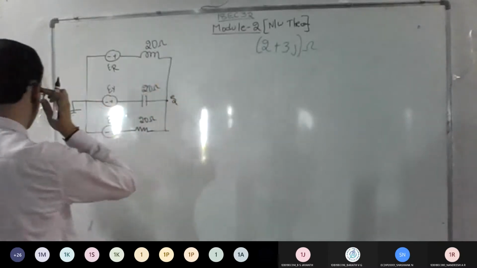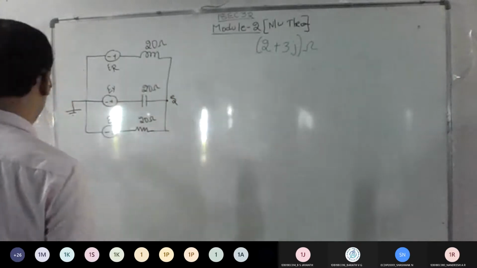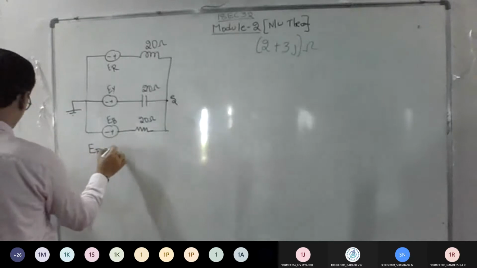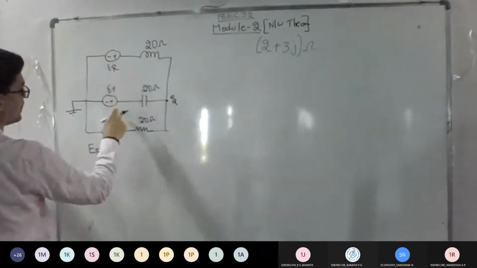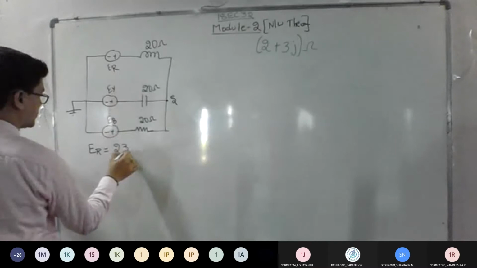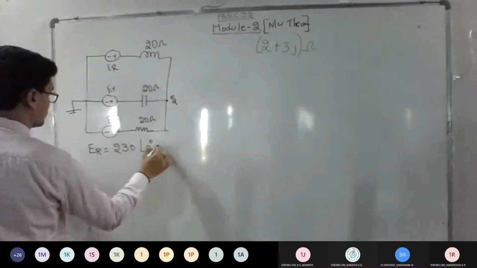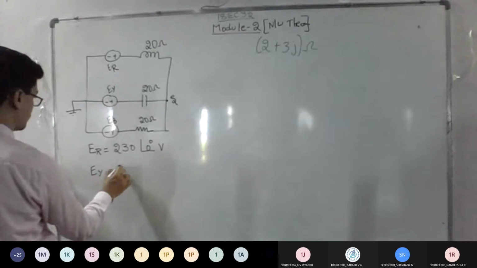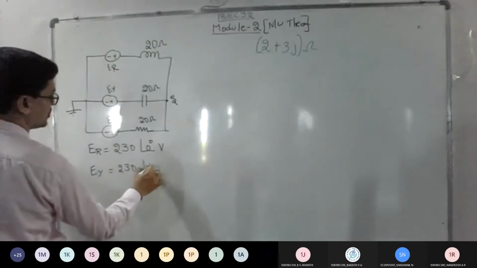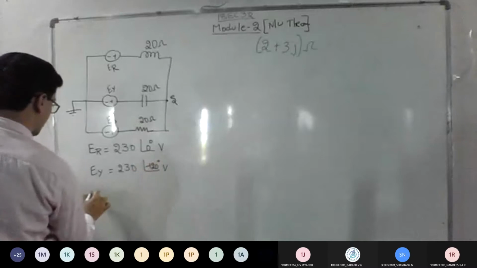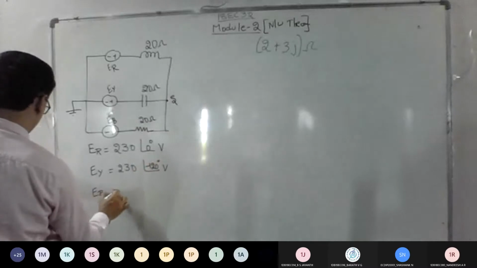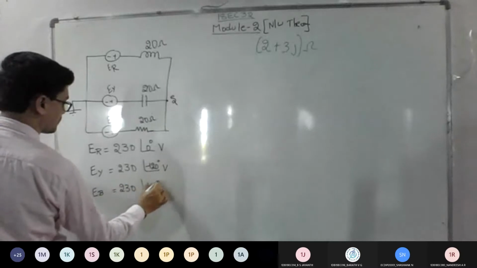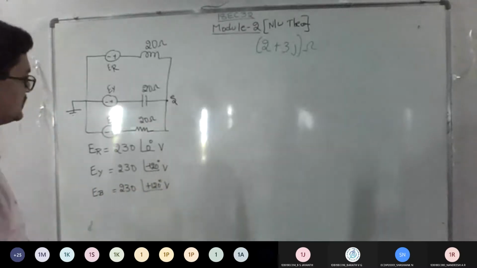They have asked you to find Vs. Is it visible here what I'm writing? Yes, sir. They are given the values for ER, EY and EB. Below the diagram, you can make a note: 230 at an angle 0 volt is your ER, EY is given as 230 at an angle minus 120, and EB is 230 at an angle plus 120. This is what they are given.